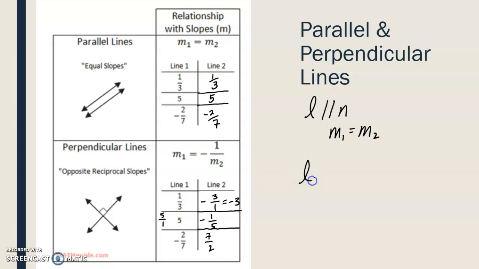So if a line is perpendicular to another line, that's our symbol for perpendicular, then the slopes are opposite and reciprocals of each other. Another way you could see this is if you multiply the two slopes together, the product of the two slopes would be -1. Either one of those is acceptable for showing that two lines are perpendicular.